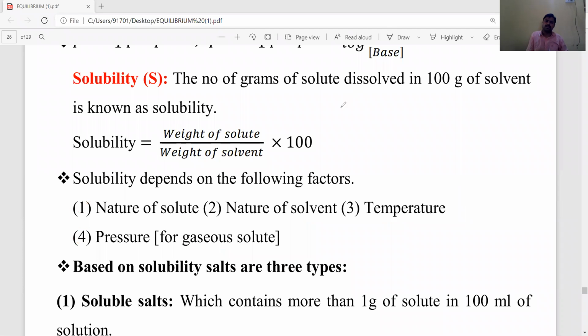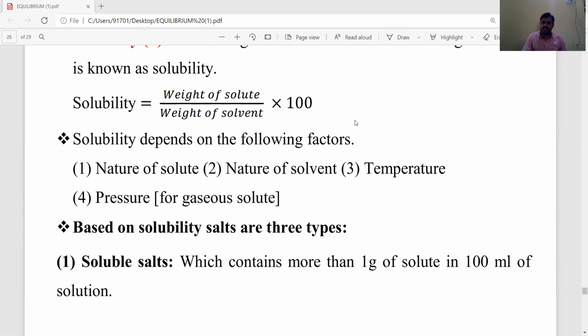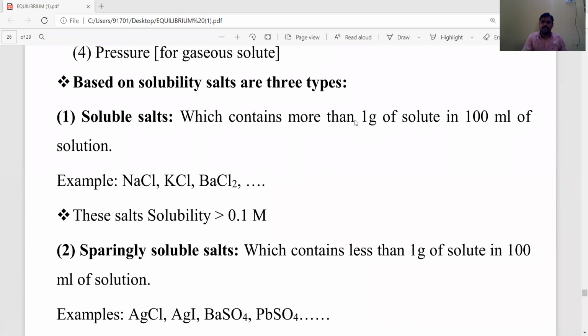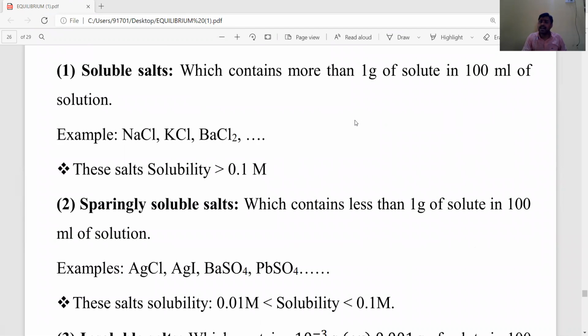Okay, students. Now, based on the solubility concept, where the solute is some type of salt, what kind of salts will be present? Based on the solubility concept, the salts are divided into three types. One is soluble salts. The second one is sparingly soluble salts or partially soluble salts. The third one is insoluble salts.